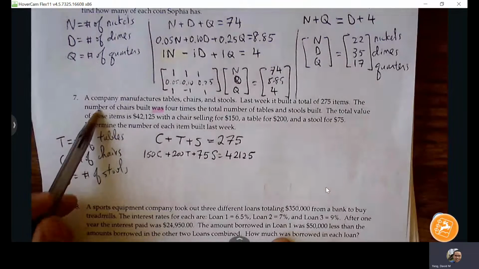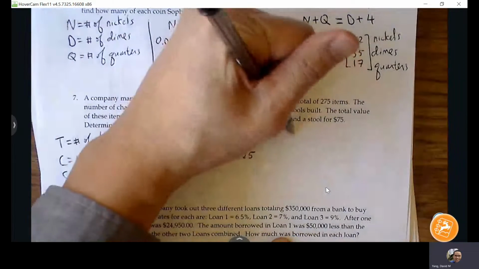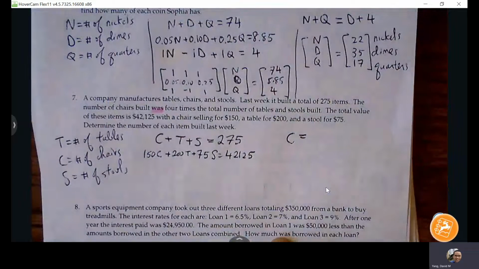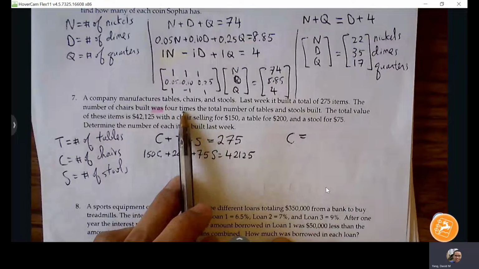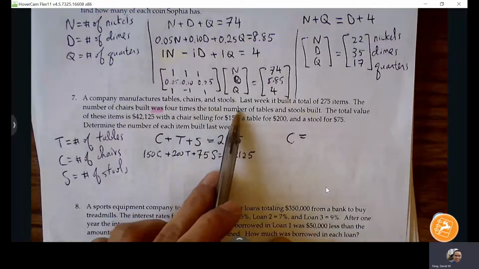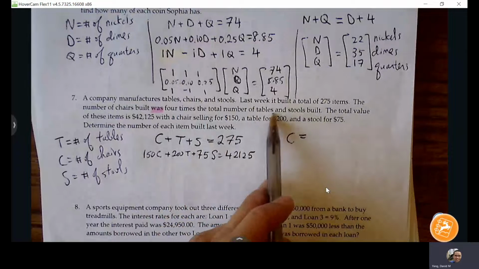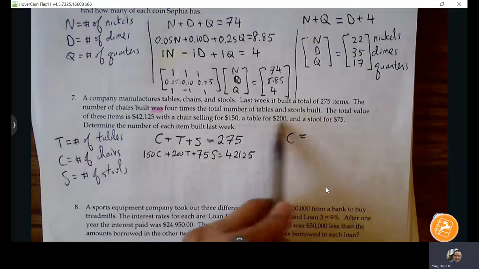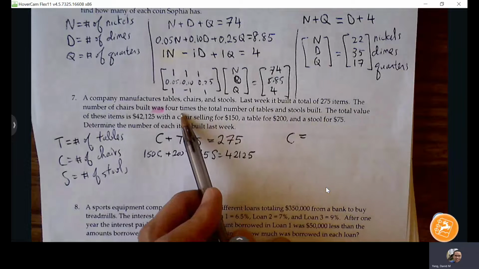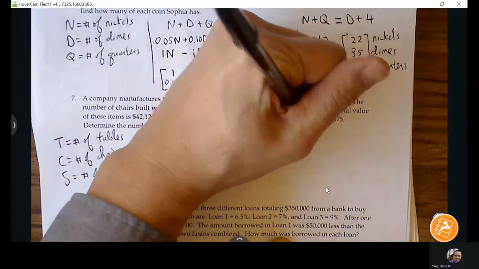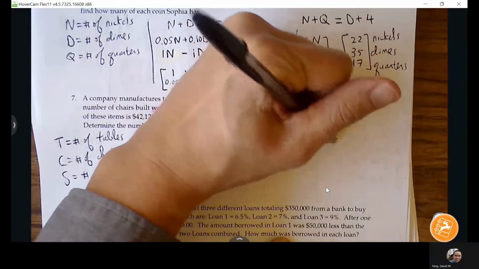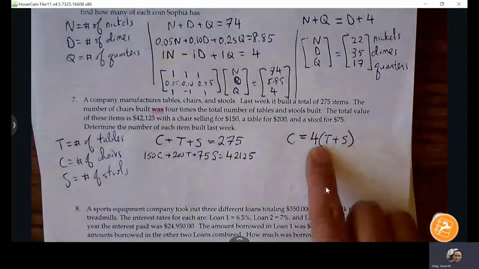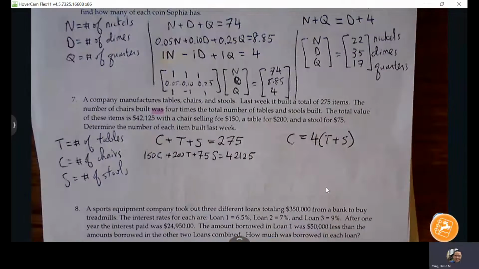So the number of chairs built, that's C, is equal to 4 times, so you know there's multiplication involved, the total number of tables and stools. So the total number of tables and stools, you're going to add those together and then multiply that by 4. Okay, does that make sense?